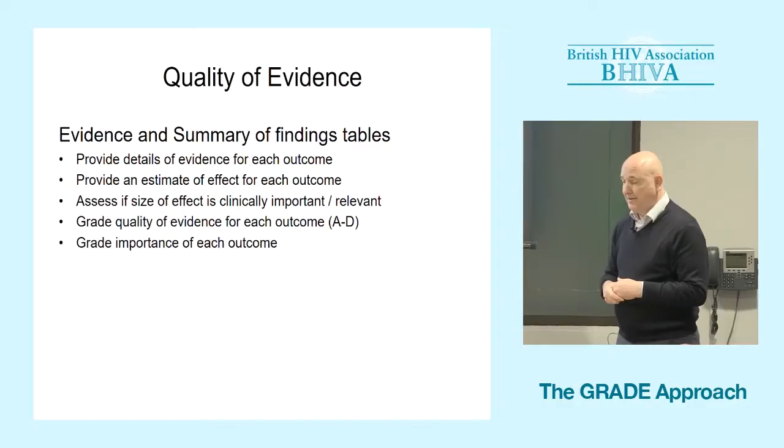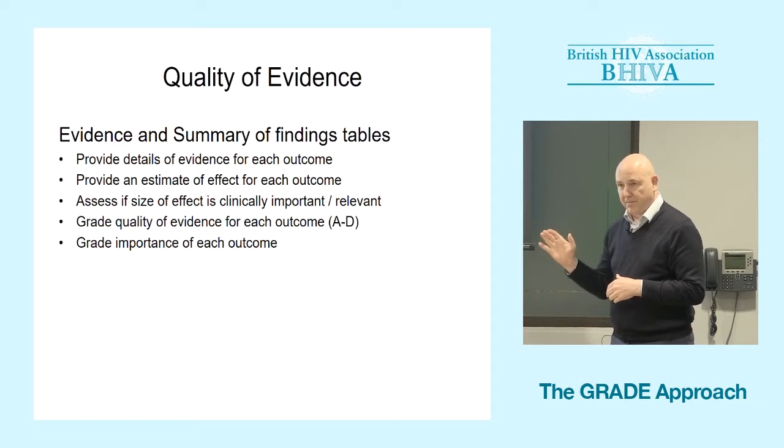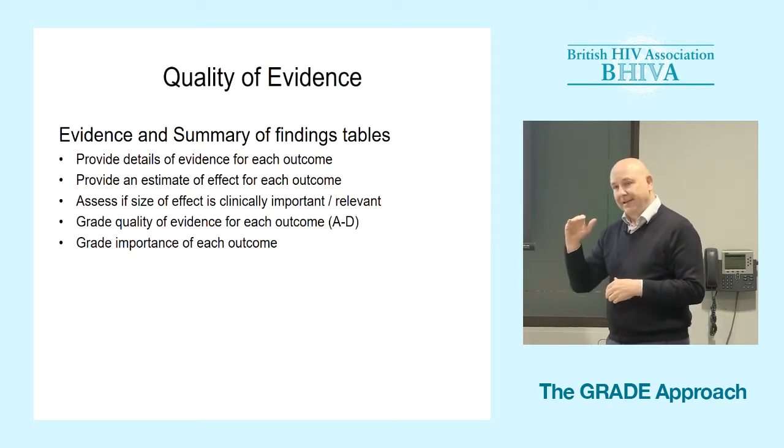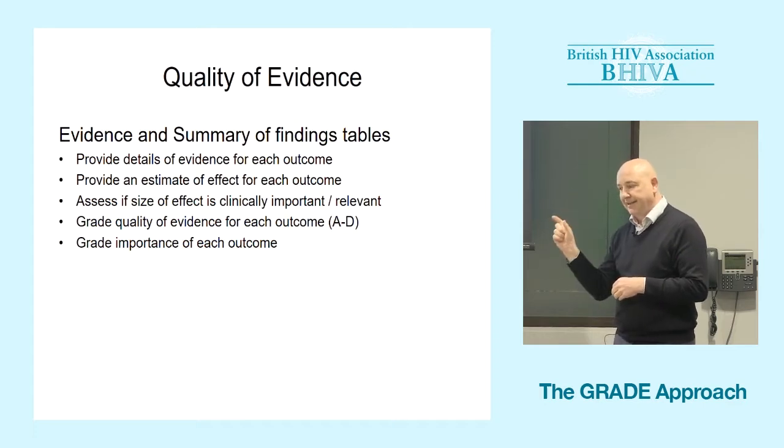And then what you do is compile evidence tables, which basically have the critical appraisal of each study. It has your forest plots, and then it has summary of findings tables, which for each outcome, you have assessed the quality of evidence, you've assessed the magnitude of effect, you've graded it according to what the quality is, and you've said whether this outcome is critical or not.